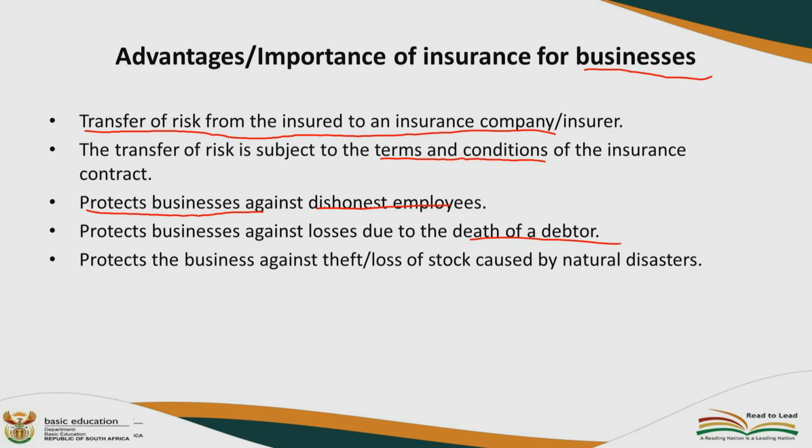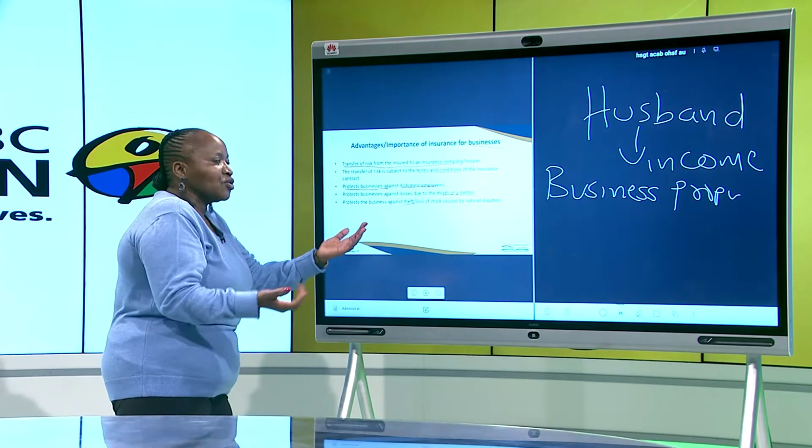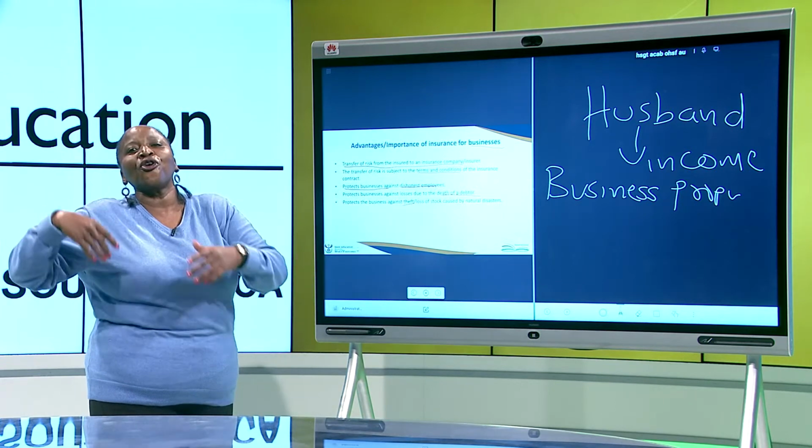It also protects the business against theft or loss of stock caused by natural disaster. Can you see theft, an insurable loss, a risk that we have mentioned? So it's against theft or loss of stock caused by natural disasters. Now, please note, there are many advantages and importance of insurance. For the sake of this lesson, we decided to only look at 5 that can give you the easiest 8 marks or 10 marks.